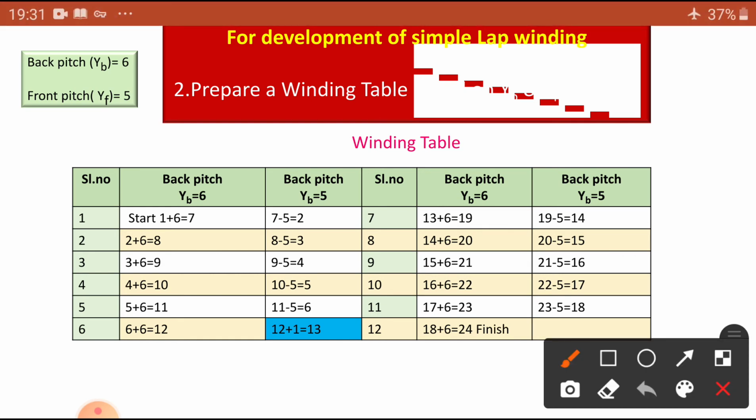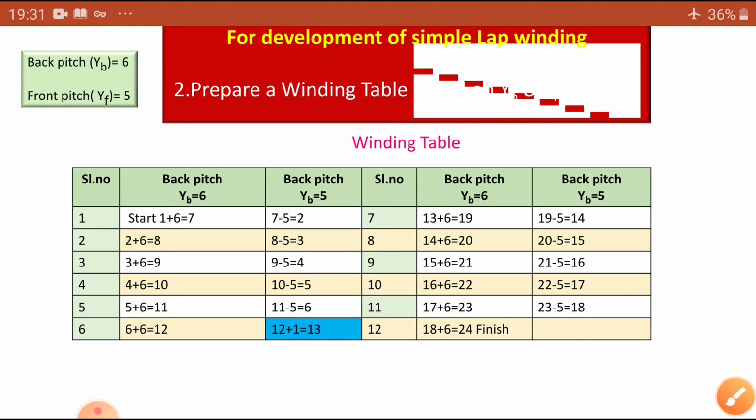Okay, so this is the first conductor starting, and the 24th is the finishing conductor. So this is the winding table. So very simple, dear students. Okay, prepare this table. This is the second step. So another is the third step. Once you know the third step, you prepare the winding diagram based on this table.